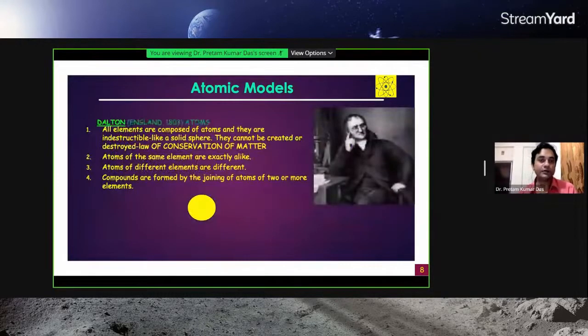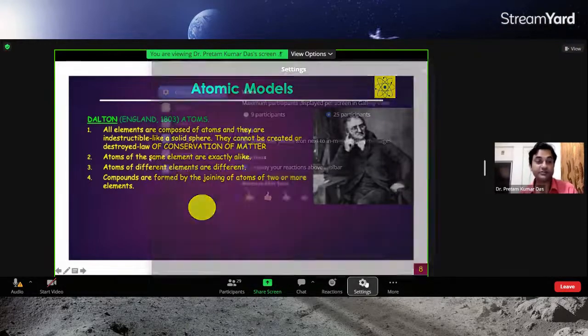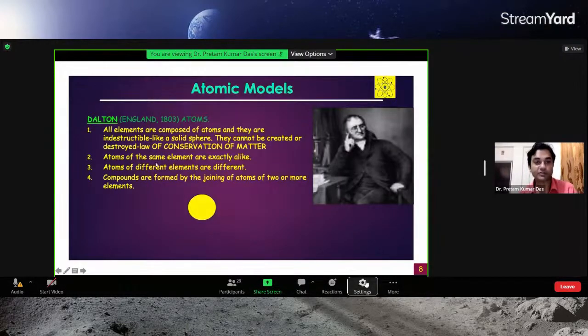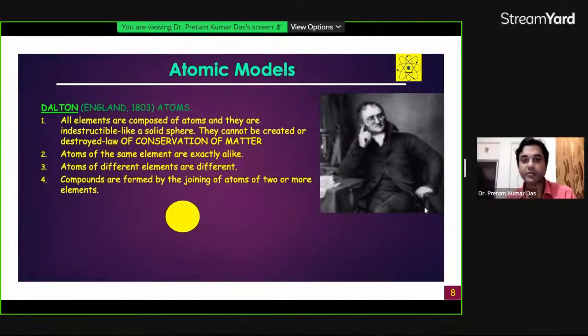So if we start with the Dalton model, we can see that all the elements are composed of atoms, and they're indestructible like a solid sphere, and they cannot be created or destroyed, the law of conservation of matter. And atoms of the same element are exactly alike, atoms of different elements are different, and compounds are formed by the joining of atoms of two or more elements.